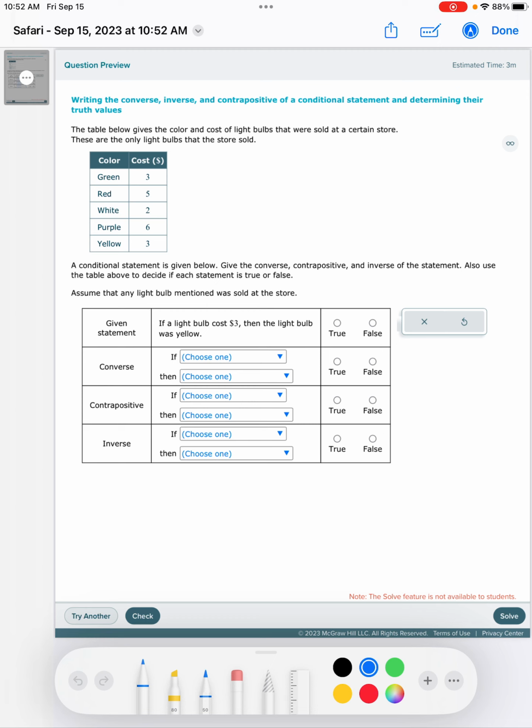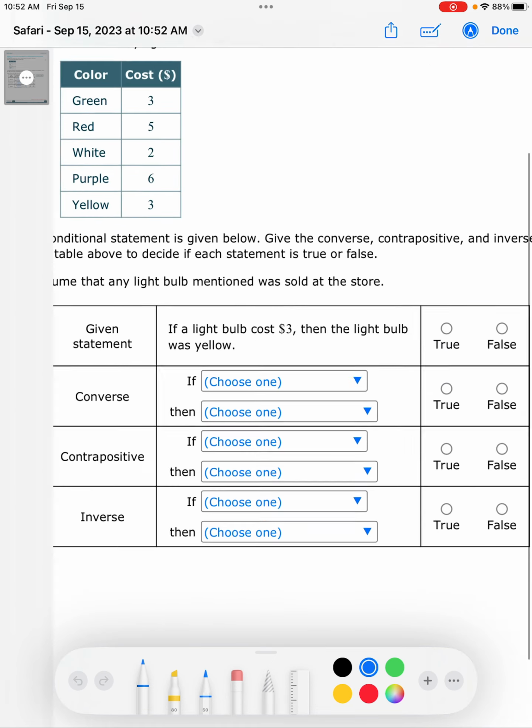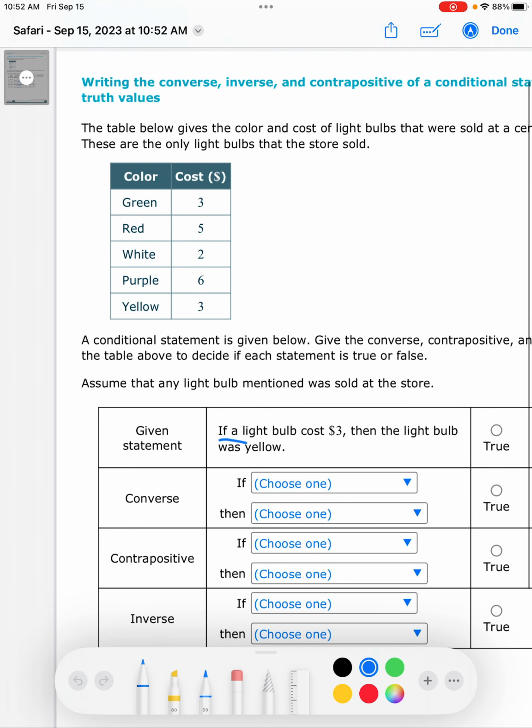And I'll use blue for this one. It says, if a light bulb costs $3. So I'm going to go through and look at all my costs for a light bulb that's $3. So I have this cost of $3 and I have this cost of $3. Now I look at the second part of the statement and it says, well, then the light bulb was yellow.